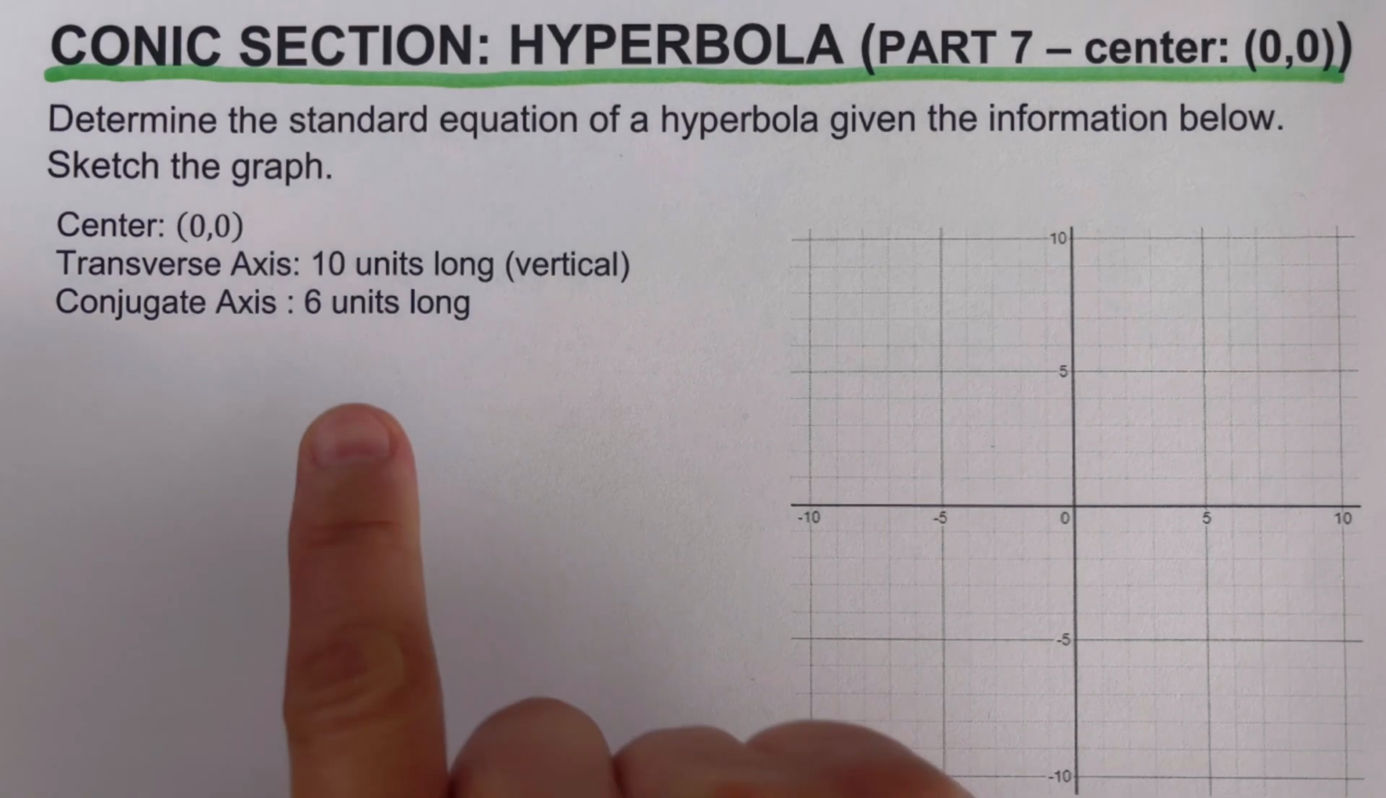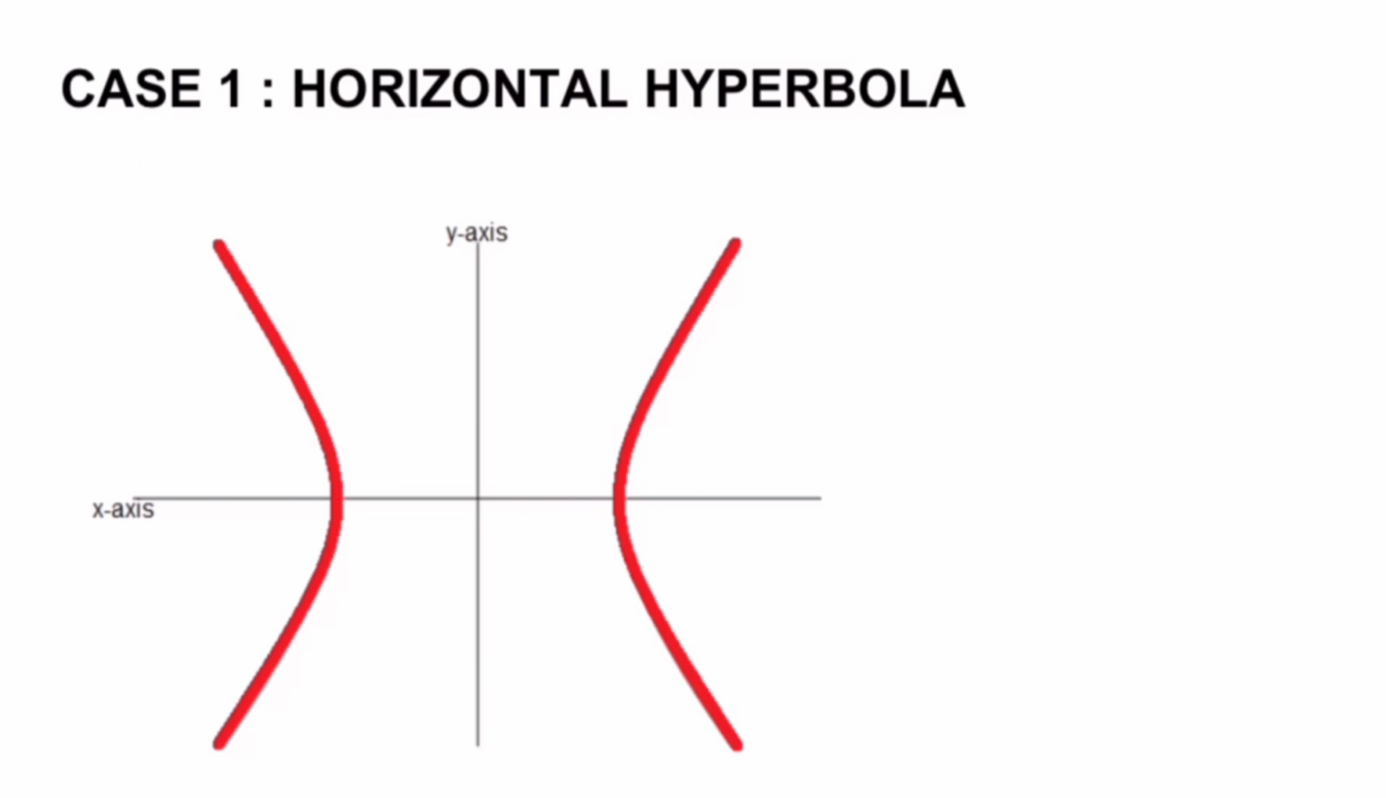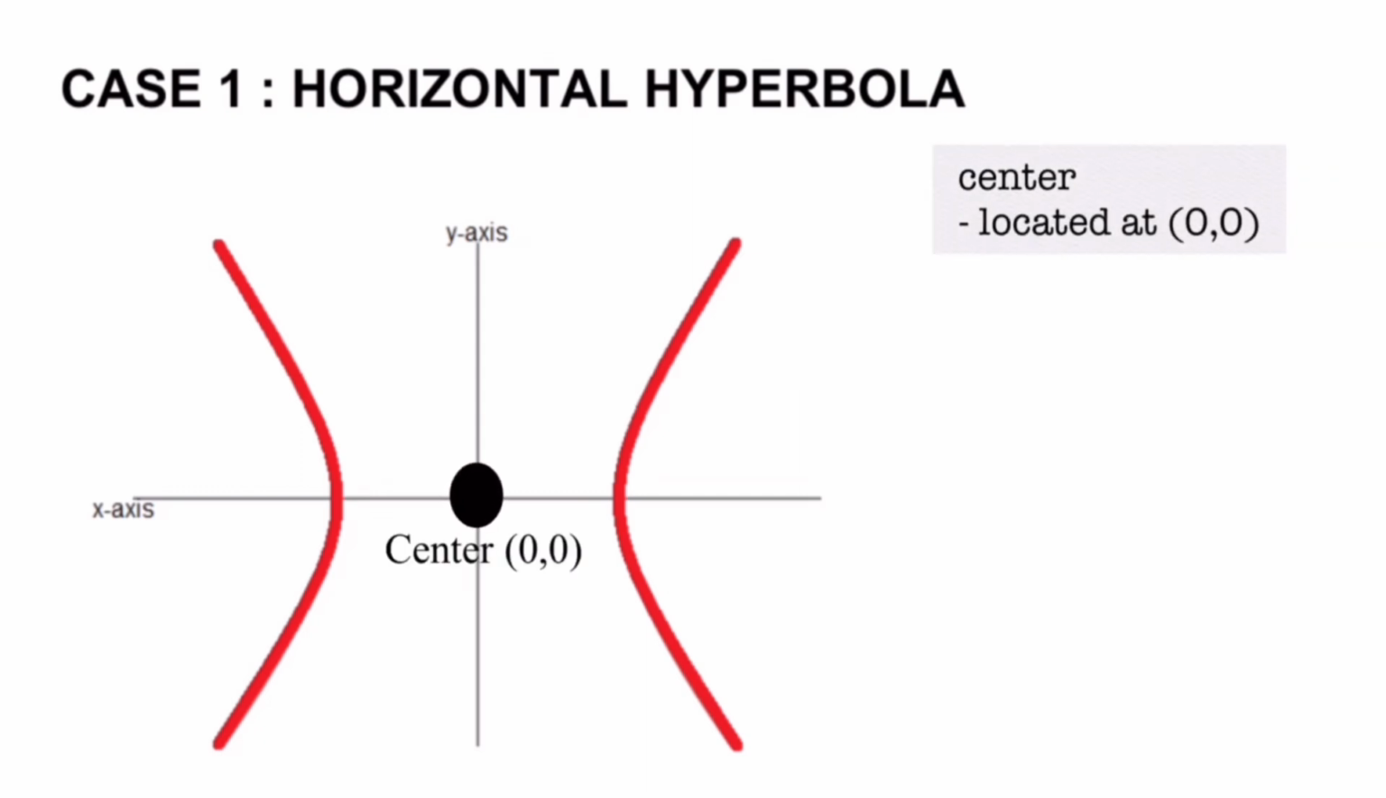Before we jump into this example, let's review the parts, the two cases, and the equations of hyperbola. Please notice that this hyperbola is called the horizontal hyperbola because the graph, which is in red, is touching the horizontal axis. Now, these are the parts. The first part is the center. The center is located at 0, 0 or at the point of origin.